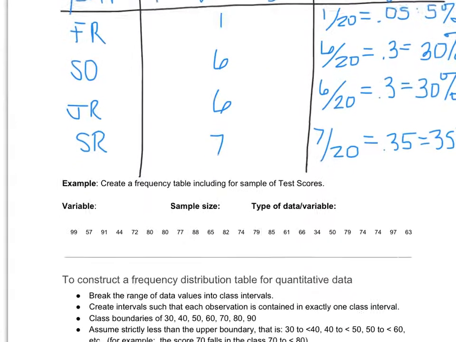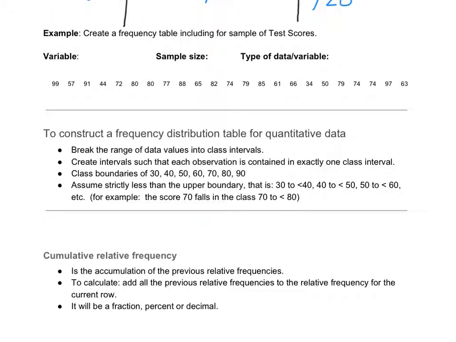Now let's look at a frequency table for a sample of test scores. So again, we're going to identify what the variable is, and it's kind of given to us. It's test scores.